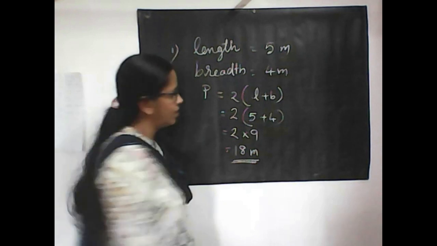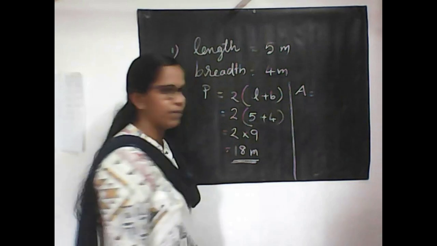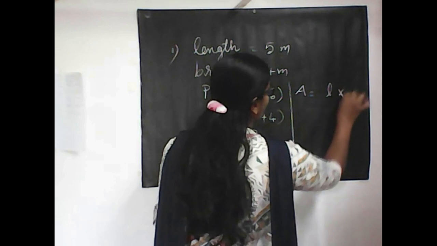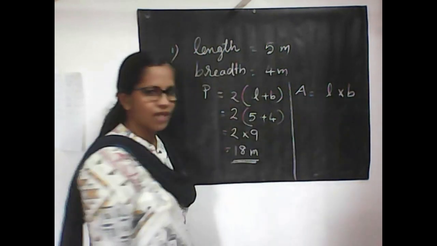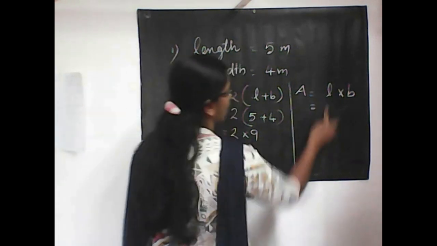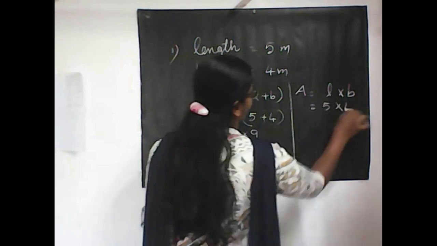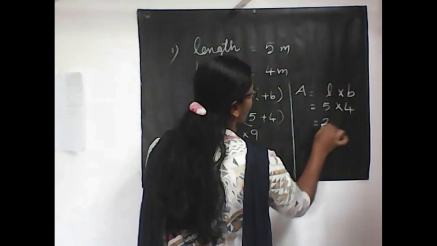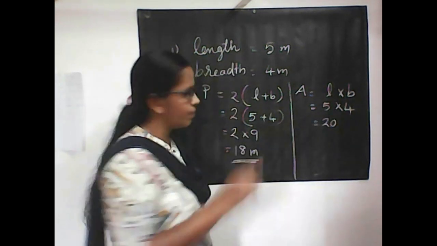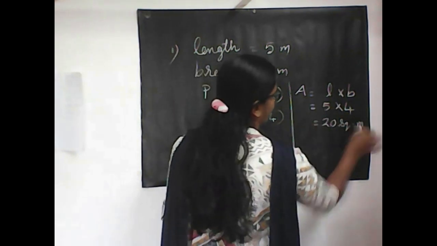That is perimeter. Then, come to area. They asked us to find out both perimeter and area. So, area is equal to L into B. Area of a rectangle is equal to L into B. So, just below this, L is again 5. Then B is 4. 5 into 4 is 20. Okay. So, while writing the measurement unit, be careful. If it is area, you should write square meter.